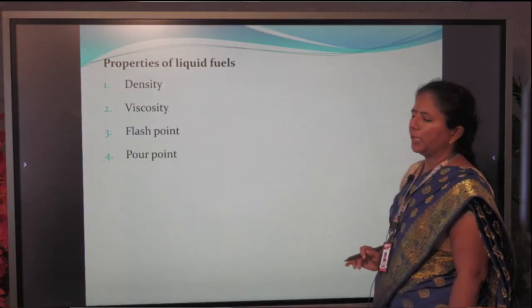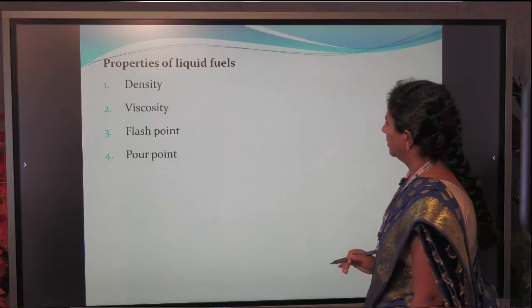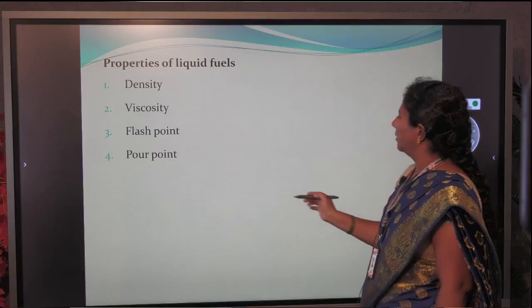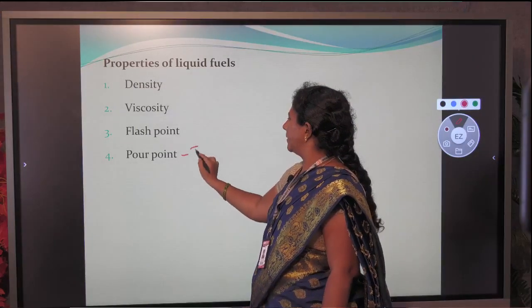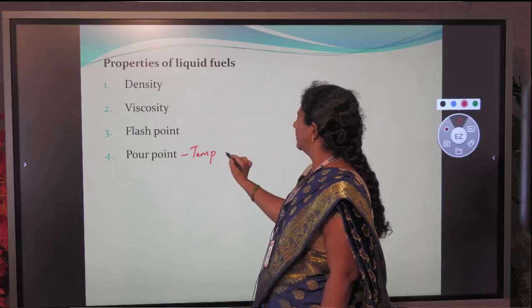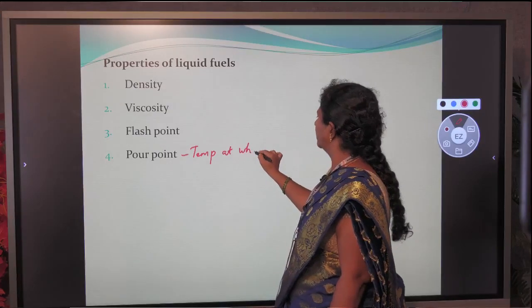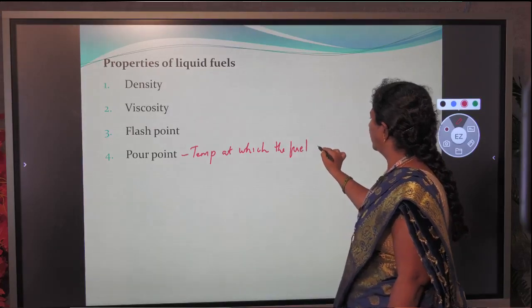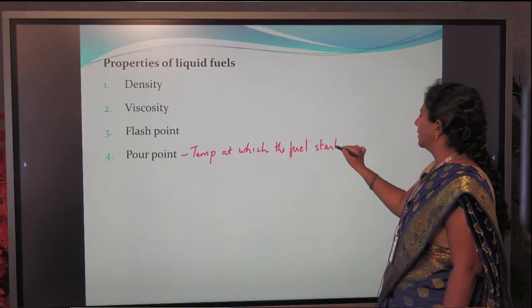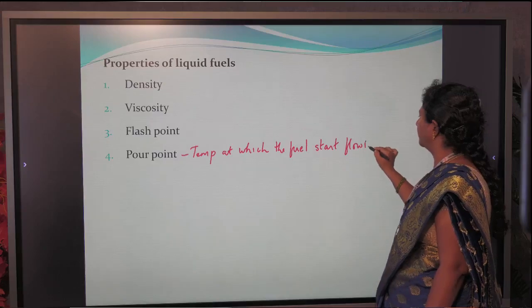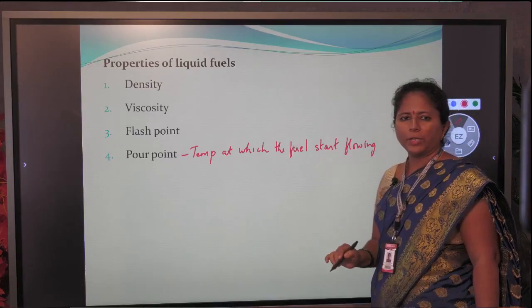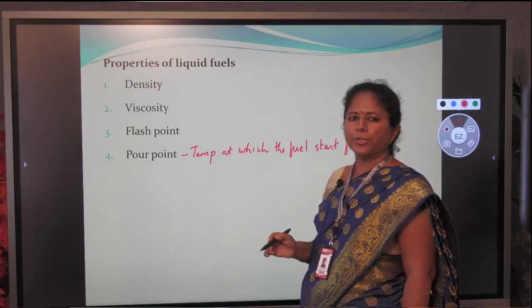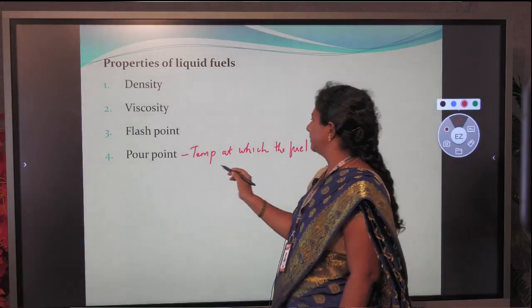And the next property is pour point. Pour point is the temperature at which the fuel starts flowing, or we can also say it is the lowest temperature at which fuel can be pumped.